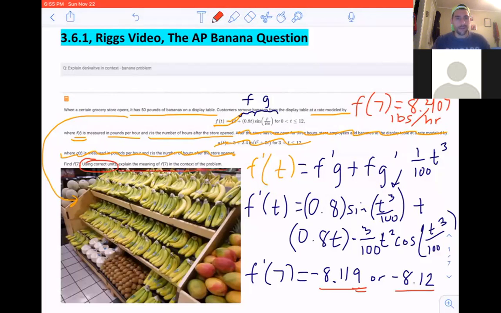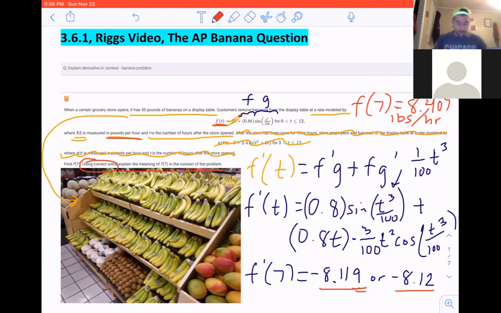A good way to start analyzing context is to think, like, what does the original function mean? Because we're analyzing a derivative right now, but it's still important to know, like, what are the units of the original function. So if we go back to it, f of t is measuring the rate in pounds per hour that bananas get taken off this display by customers. And so when I typed into Desmos f of 7, I just got 8.407. Let's talk about what that means in this case.